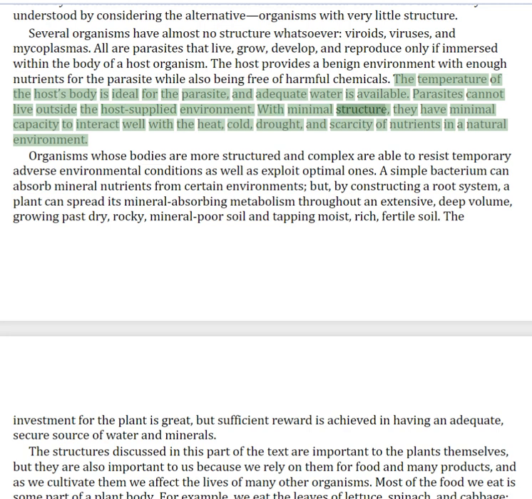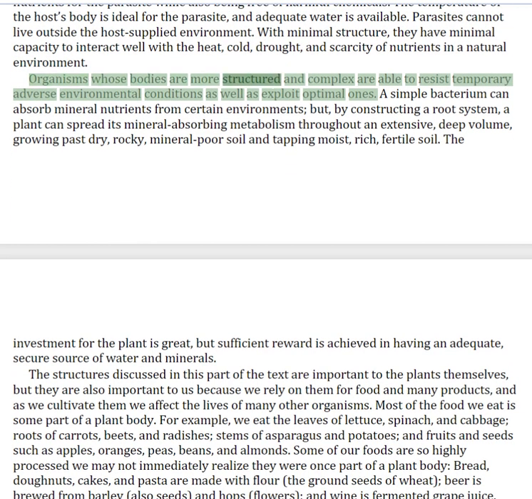With minimal structure, they have minimal capacity to interact well with the heat, cold, drought, and scarcity of nutrients in a natural environment. Organisms whose bodies are more structured and complex are able to resist temporary adverse environmental conditions as well as exploit optimal ones.